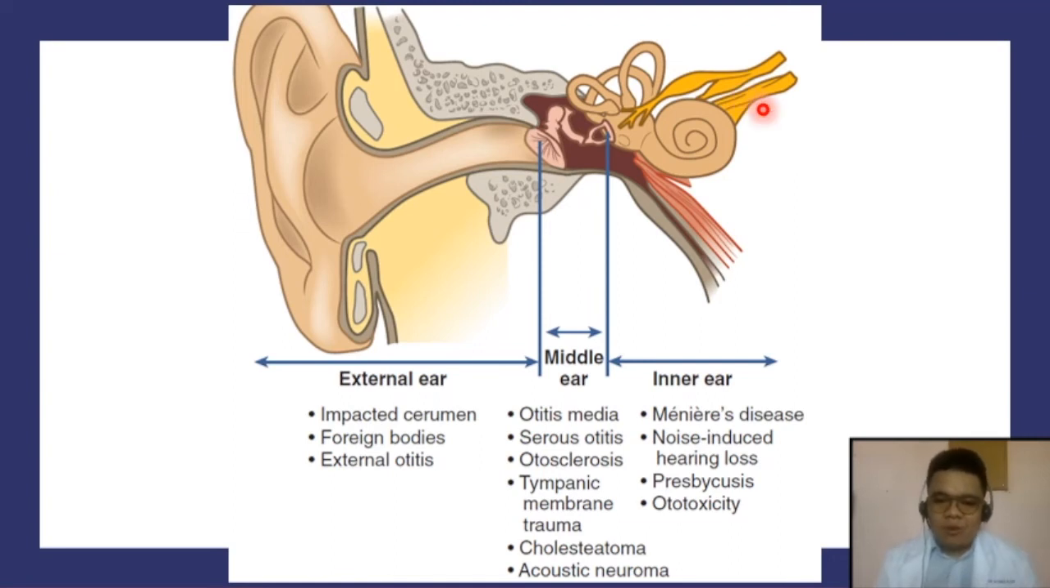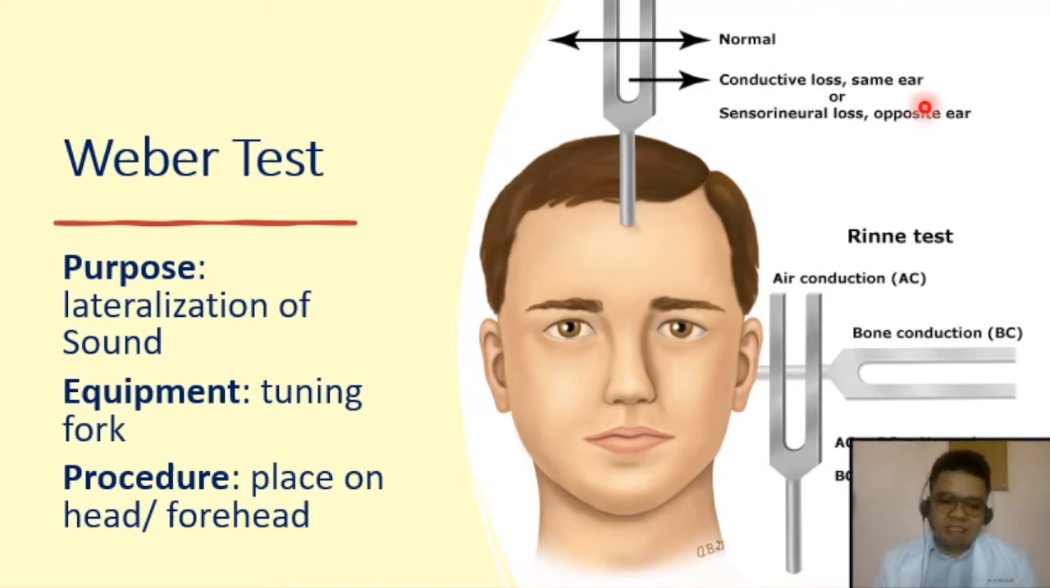Now let's try to apply your Weber test. Earlier, I told you that the Weber test is intended to test for lateralization of sound. And when I say it is conductive hearing loss, the finding will be that the patient will hear better on the affected ear. Let's try this as an example. Picture a patient with an impacted cerumen in the right ear. When I do the Weber's test, where do you think will be the lateralization of the sound? Will it be on the right ear or on the left ear?